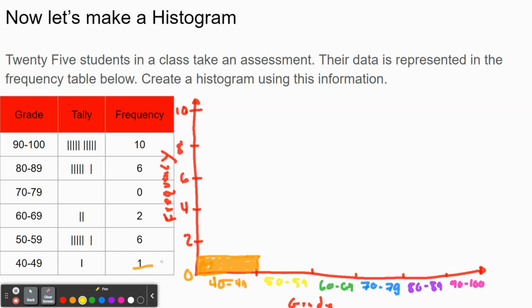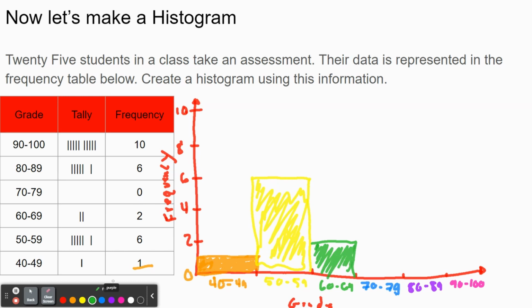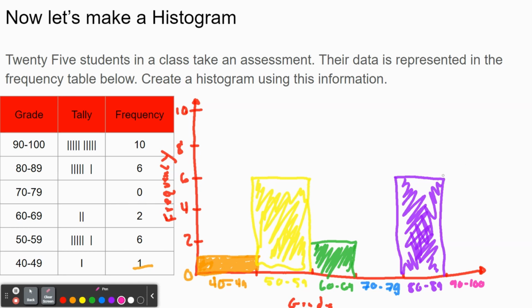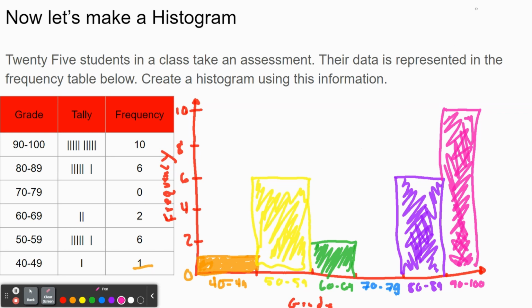So, we do that for the rest of them. 50 to 59, we had a frequency of 6, so we're going to put our line up here. We make a column out of it, and we can color that in. And I'm going to go ahead and speed through the rest of this, because it's the same thing. Alright, and there we have our completed histogram.